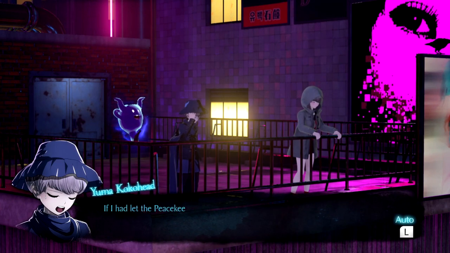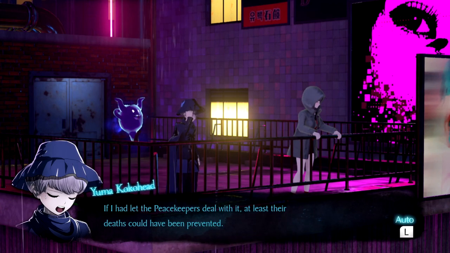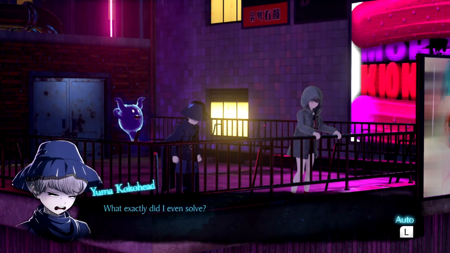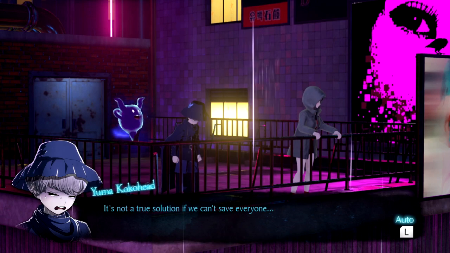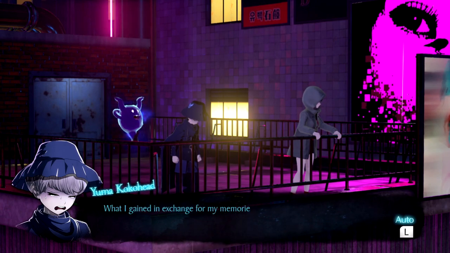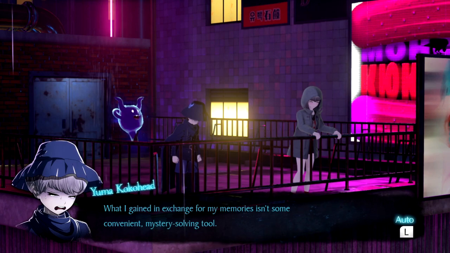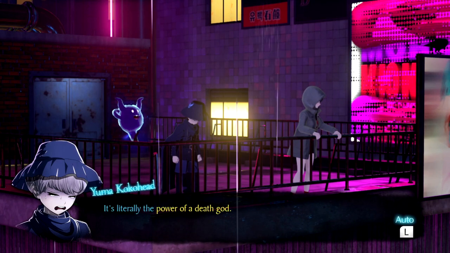If I had let the peacekeepers deal with it, at least their deaths could have been prevented. What exactly did I even solve? It's not a true solution if we can't save everyone. What I gained in exchange for my memories isn't some convenient, mystery-solving tool. It's literally the power of a death god.